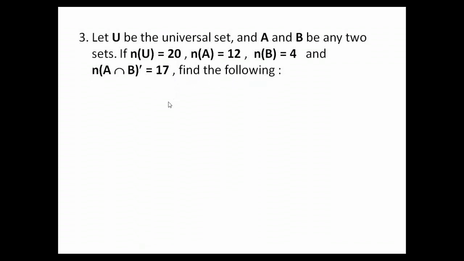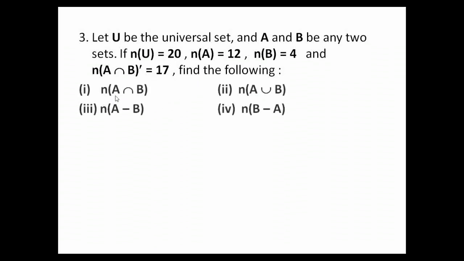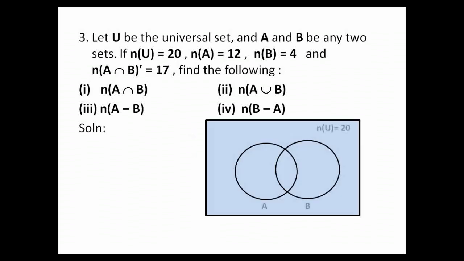So here we have the data. Now we have to find the following, that is n(A intersection B), n(A union B), n(A minus B) and n(B minus A). So let's draw the Venn diagram first. So here we have a Venn diagram which has set A and set B.